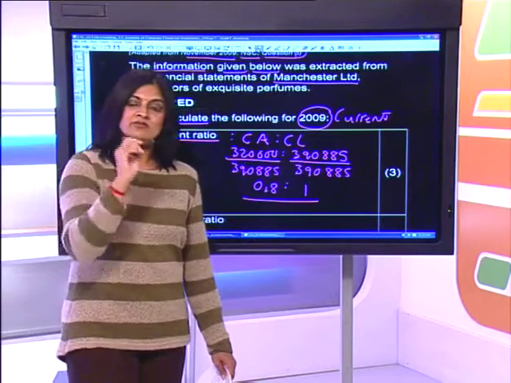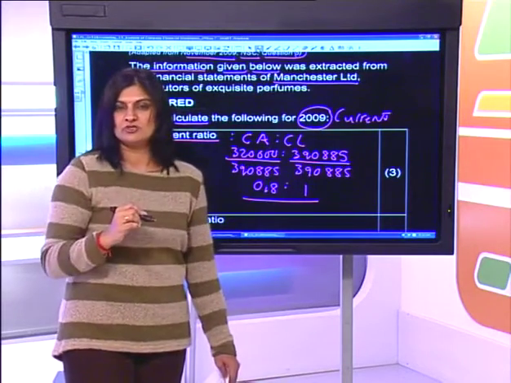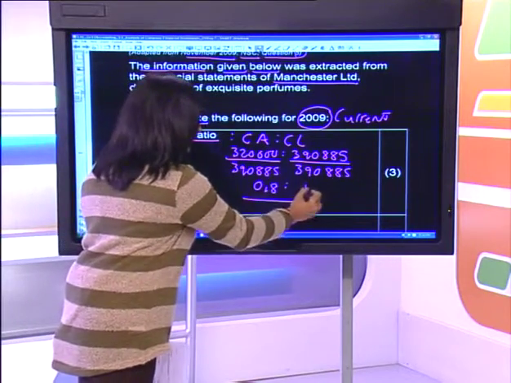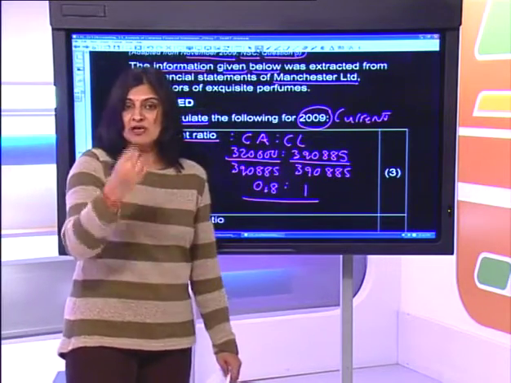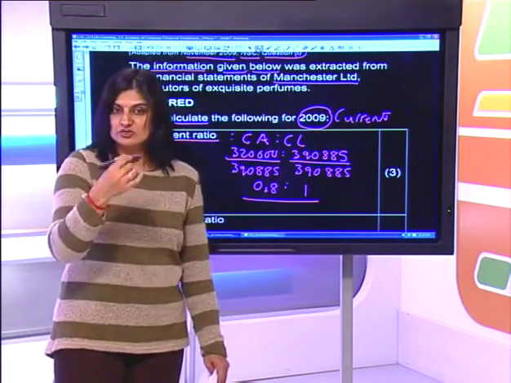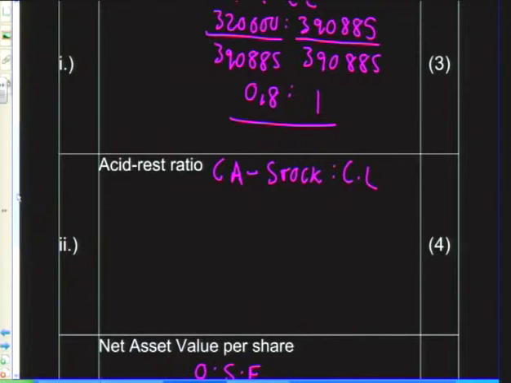Now, the question doesn't want you to comment, only wants you to calculate. But if you had to comment, guys, for every 1 rand of current liability I owe, I only have 80 cents of assets to pay, current assets. The next ratio, remember we're busy with November 2009, sorry. The next one is your asset test ratio. Just change that, asset test ratio.